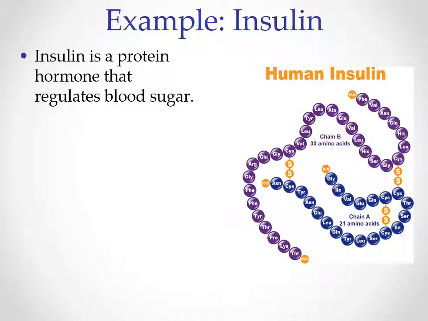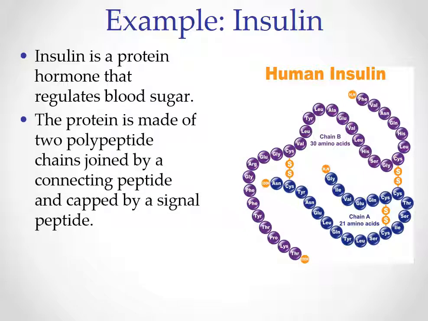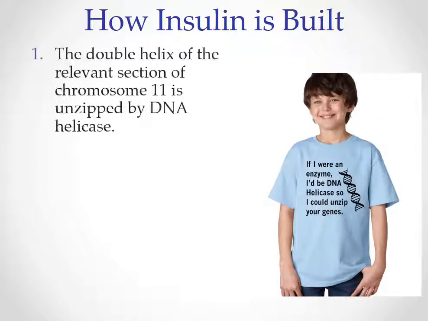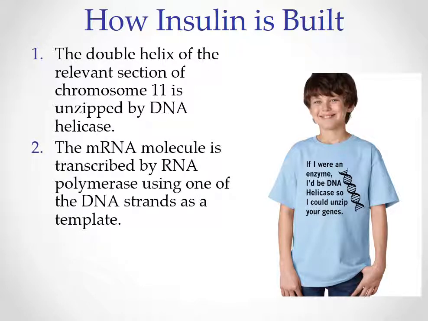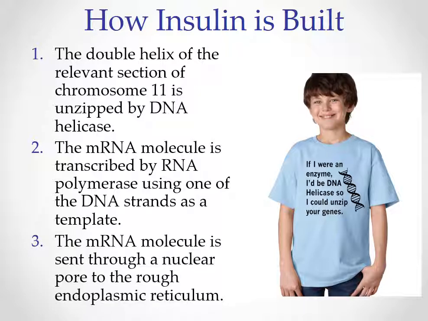So again, we talked about insulin. Remember, insulin is a protein hormone that regulates your sugar. So how exactly is insulin built? The double helix of chromosome 11 is unzipped by DNA helicase. Your mRNA is transcribed from your DNA strand.